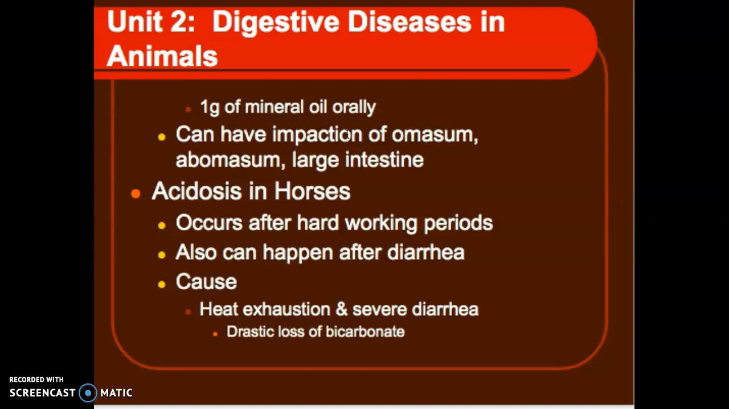And again, if you do find it, it's most likely associated with something else, some other disease. Moving on, let's talk about acidosis, and we'll specifically hit horses to begin with.